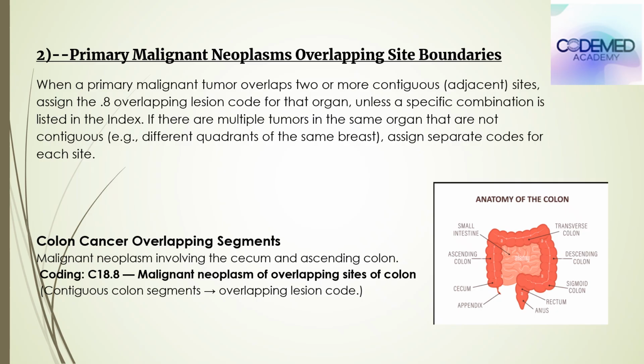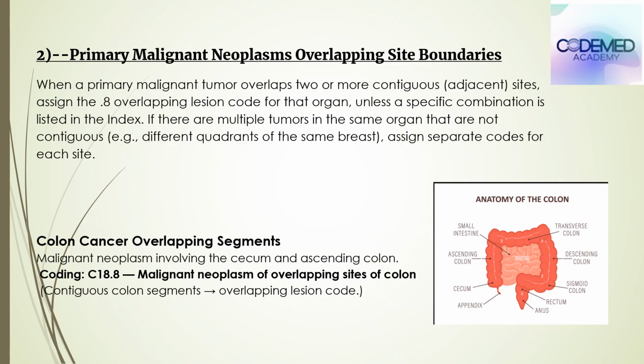Next guideline is primary malignant neoplasm overlapping the site boundaries. When a primary malignant tumor overlaps two or more contiguous sites, assign the .8 overlapping lesion code for that organ, unless the specific combination is listed in the index. If there are multiple tumors in the same organ that are not contiguous, for example, different quadrants of the same breast, assign a separate code for each site.